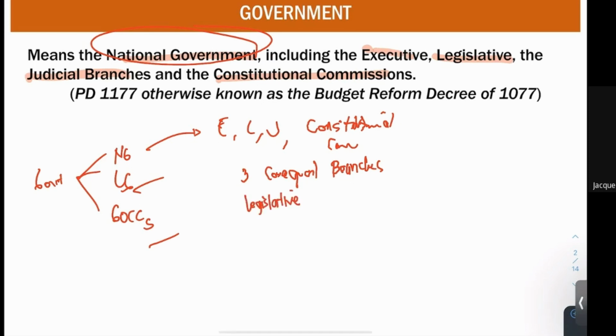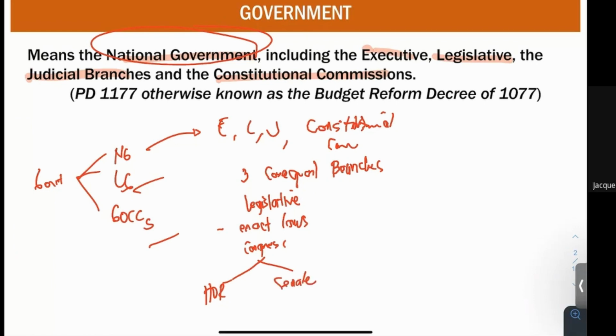The main purpose of your legislative is to enact laws. So when we say enact laws, that is to create laws. And the creation of laws is done by the Congress. So when I talk about your Congress, you all know that that is divided into two. We have your House of Representatives and we have your Senate. Normally, there are laws that start with the House of Representatives, or there are laws that are concurred by both the House of Representatives and the Senate through a bicameral committee whatsoever.